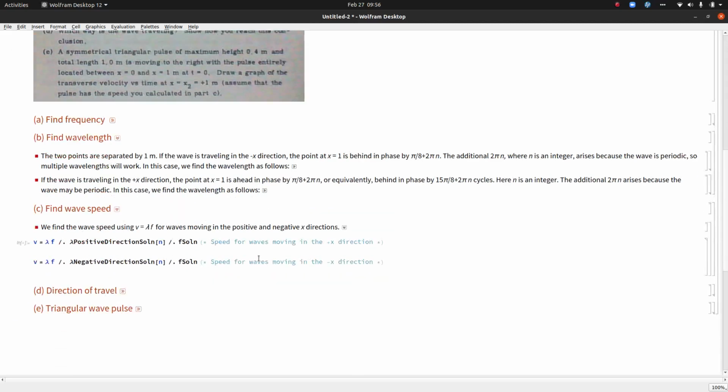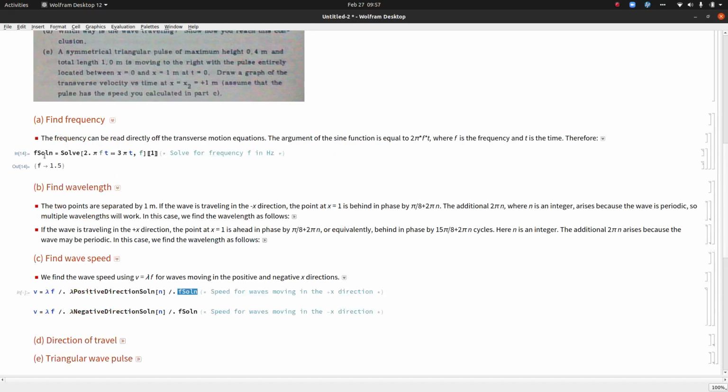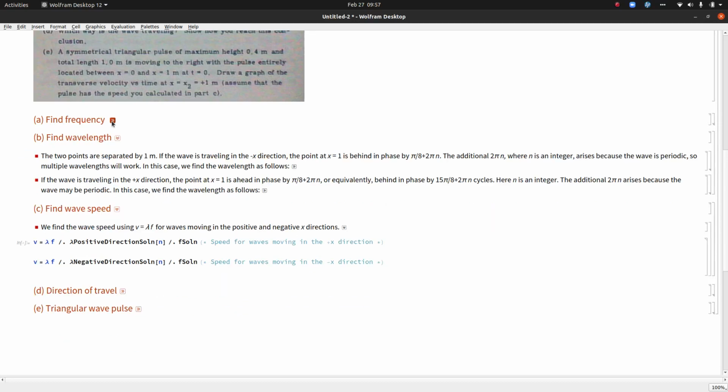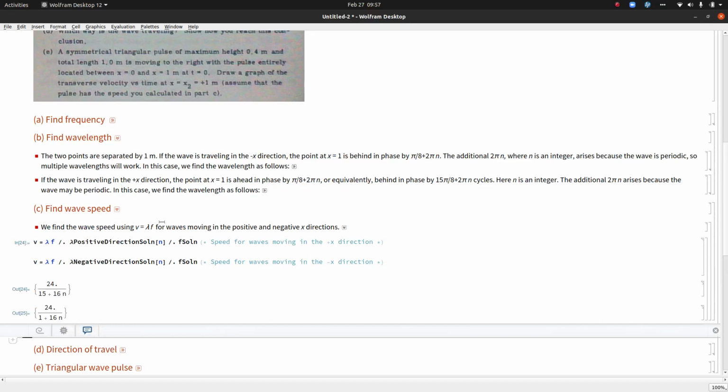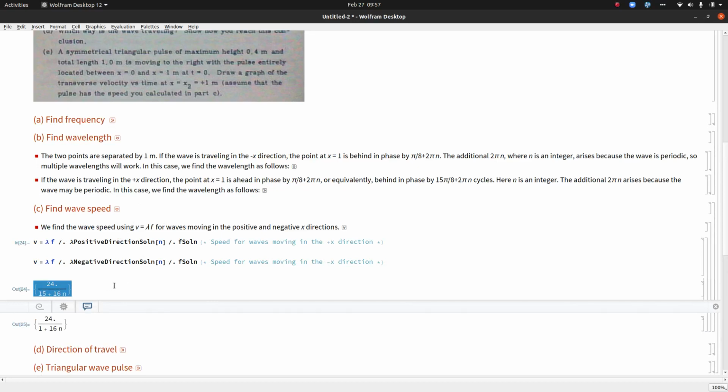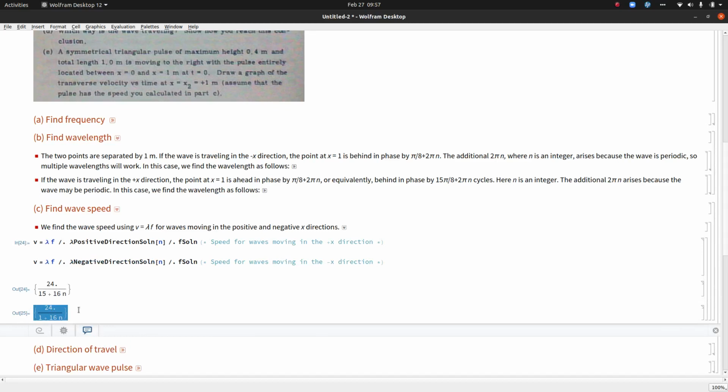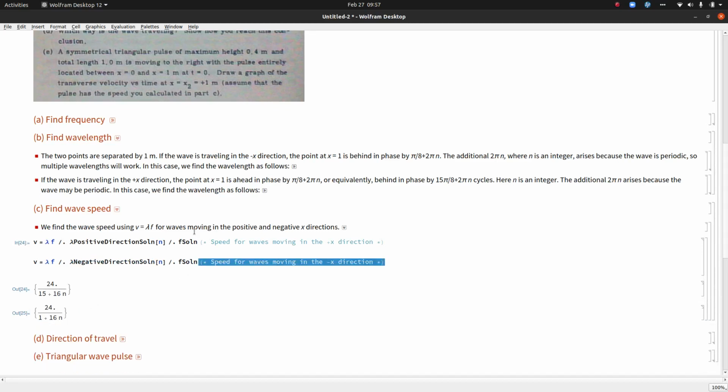So I've got to come up with 2 different answers for the wave speeds, which I will get by just replacing the wavelength with the positive solution or the negative solution. And I'll also replace the solution for the frequency in here, which is easy enough to do. I'll just put that in. And so your wave speeds for the positive direction will be 24 over 15 plus 16n, and in the negative direction, it'll be 24 over 1 plus 16n. And these will be in meters per second, given the units in the problem.